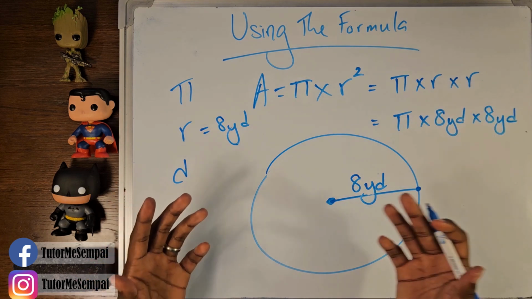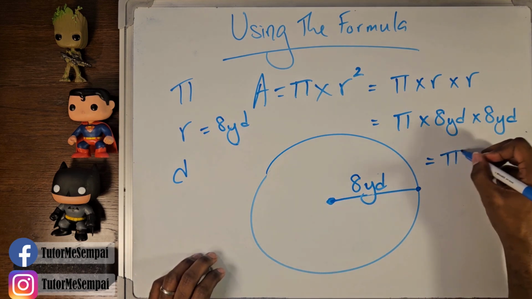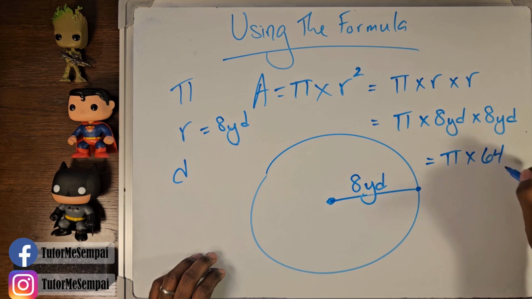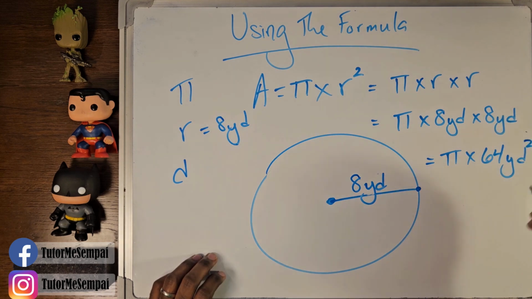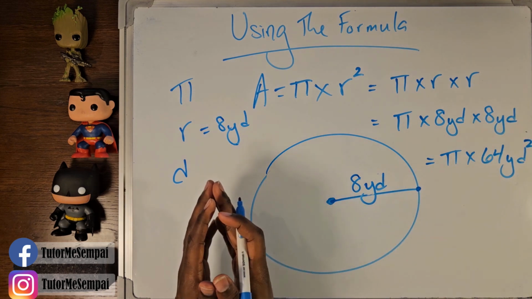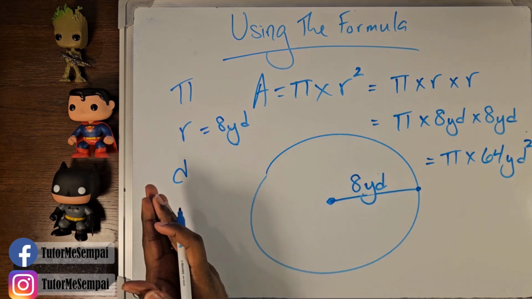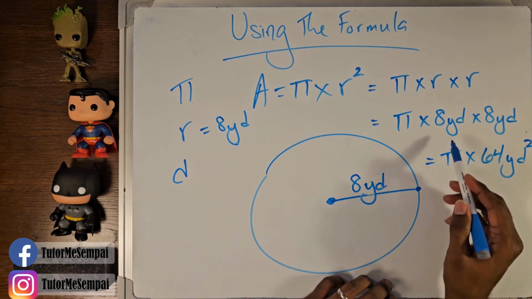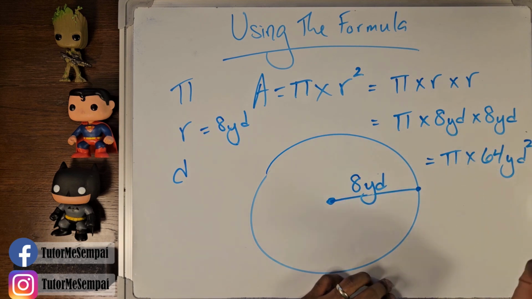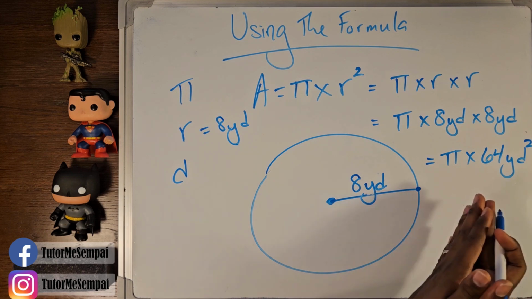And what's 8 yards times 8 yards? That's going to be pi times 64 yards, what? Yards squared. Because remember, we're finding area. And that's going to be very similar to what we did before. We're always going to have square units after we're finding area. So we have to square the units that we start with. If we start with yards, we're going to have to square our yards. Now, this is the exact answer.